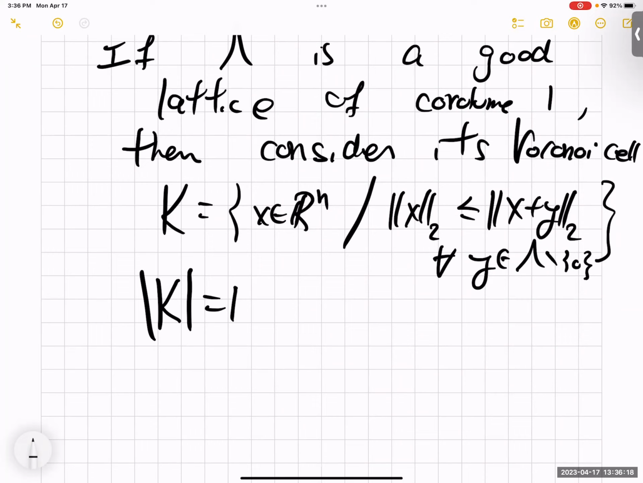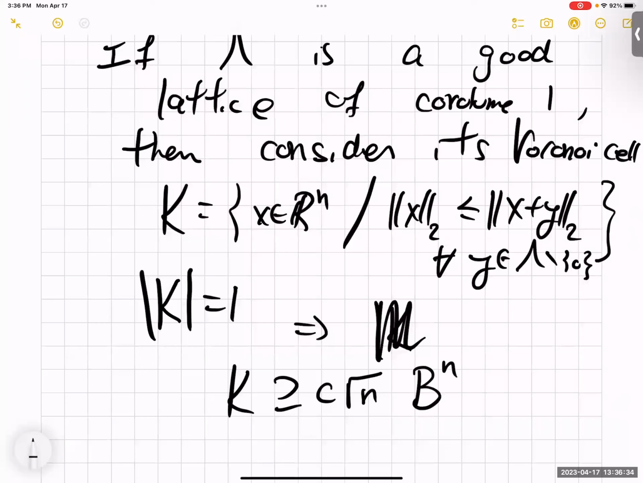Because the volume of the Euclidean ball grows like a constant over root n to the n, this forces K, this is an exercise, K must contain some constant multiple of root n times the Euclidean ball. This is just a normalization, because I normalized things so that the covolume will be 1. Again, exercise. If you want to see, ask me in the end, I'll show the proof.